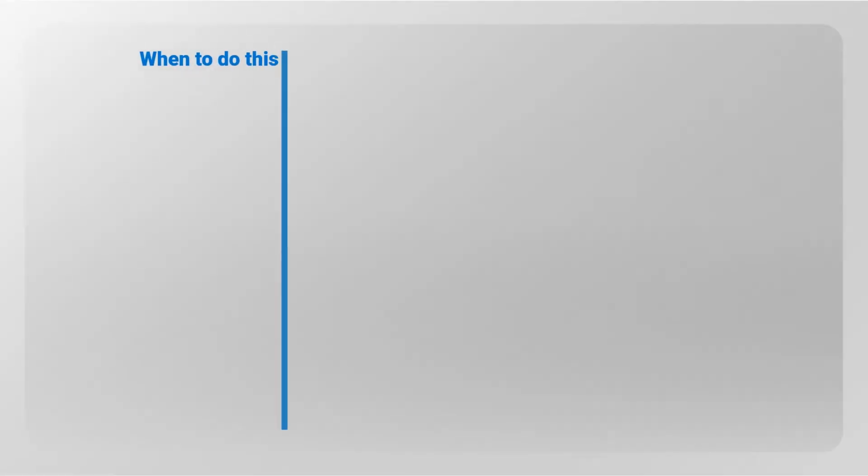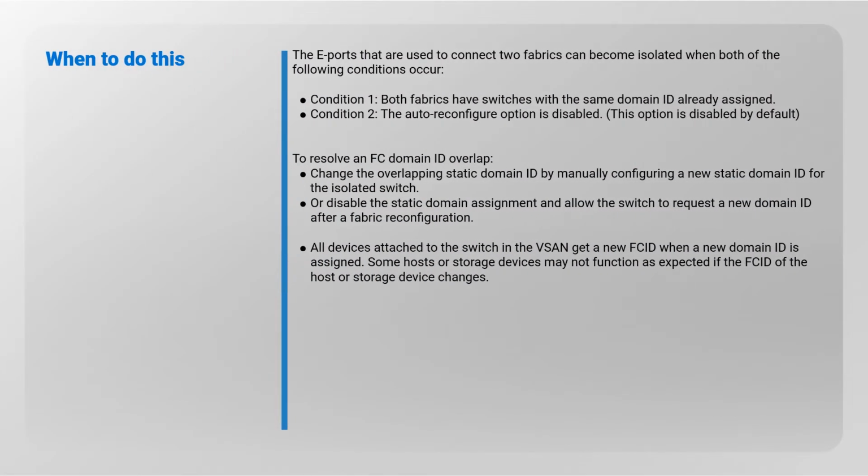When to do this? The E ports that are used to connect two fabrics can become isolated when both of the following conditions occur. Condition 1: both fabrics have switches with the same domain ID already assigned. Condition 2: the Auto Reconfigure option is disabled. This option is disabled by default.